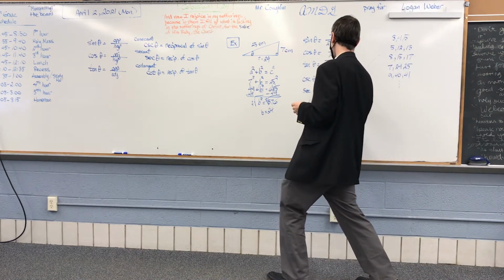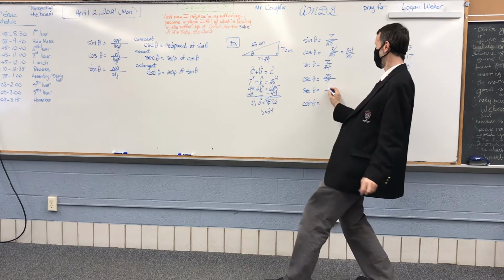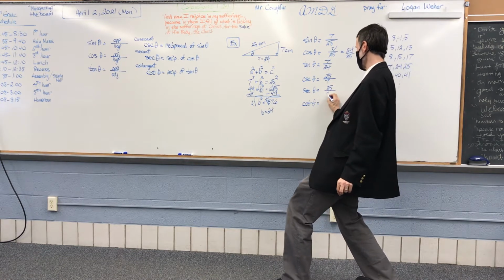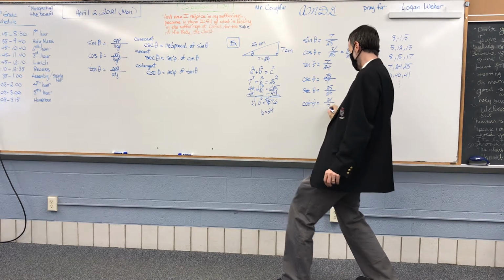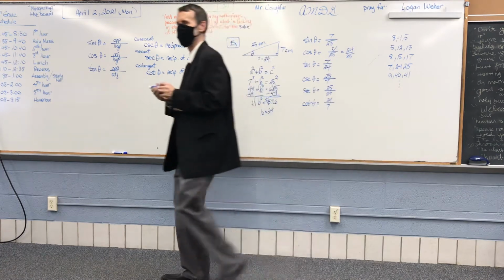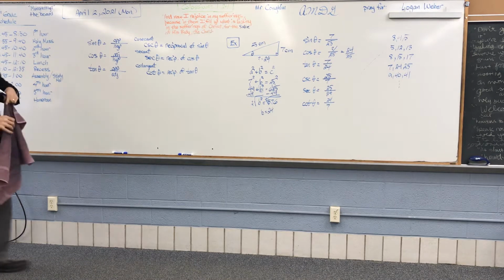Keep going. What's secant? 25. Yep. And cotangent? 24 over 7. Done. Does that make sense? That's how you find sine, cosine, and tangent if you have the three sides that are known.